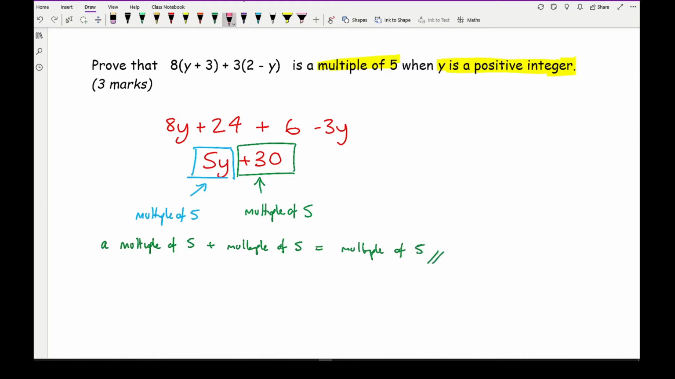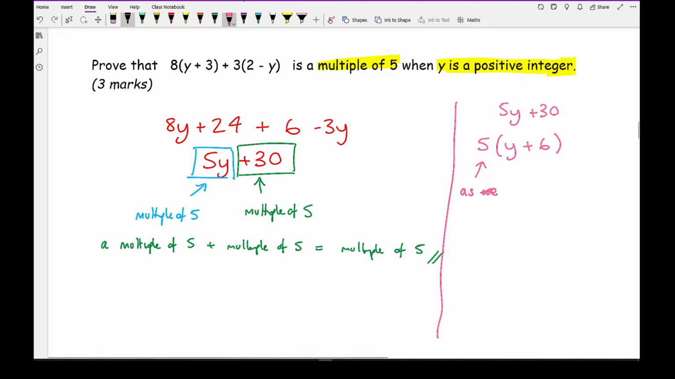Now, another way of doing it, which is probably highly recommended, particularly if you want to match your answer very closely to the mark scheme, is with 5y plus 30, to show that 5 is a factor, so you can factorize it with respect to 5. So here I can take 5 out, giving 5 times (y plus 6). So here, I've got my multiple of 5. So as 5 is a factor, I should say.